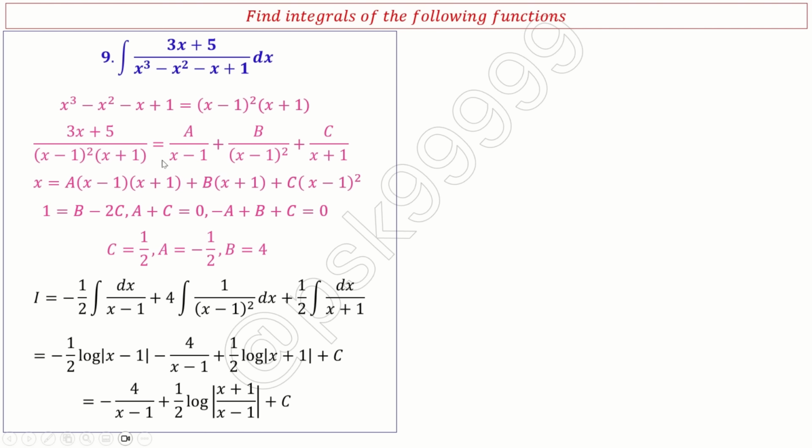I'll rewrite this as a by x minus 1 plus b by x minus 1 whole square plus c by x plus 1. Now you solve it. C is 1 by 2, a is minus 1 by 2, b is 4. This is your answer. Okay, next.